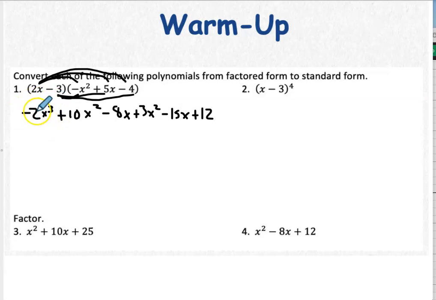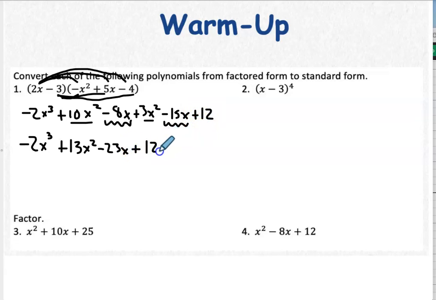So I'm going to start with my highest exponent. So there's only one term with x to the third. So I've got negative 2x to the third. Next up, we've got 10x squared and 3x squared to combine for 13x squared. All right, next I move on to my x pieces. So I've got negative 8x and negative 15x. Negative 8 and negative 15 gives me negative 23x. And my last piece, the 12, was the only constant, or the term without an x. So we have plus 12 on the end.